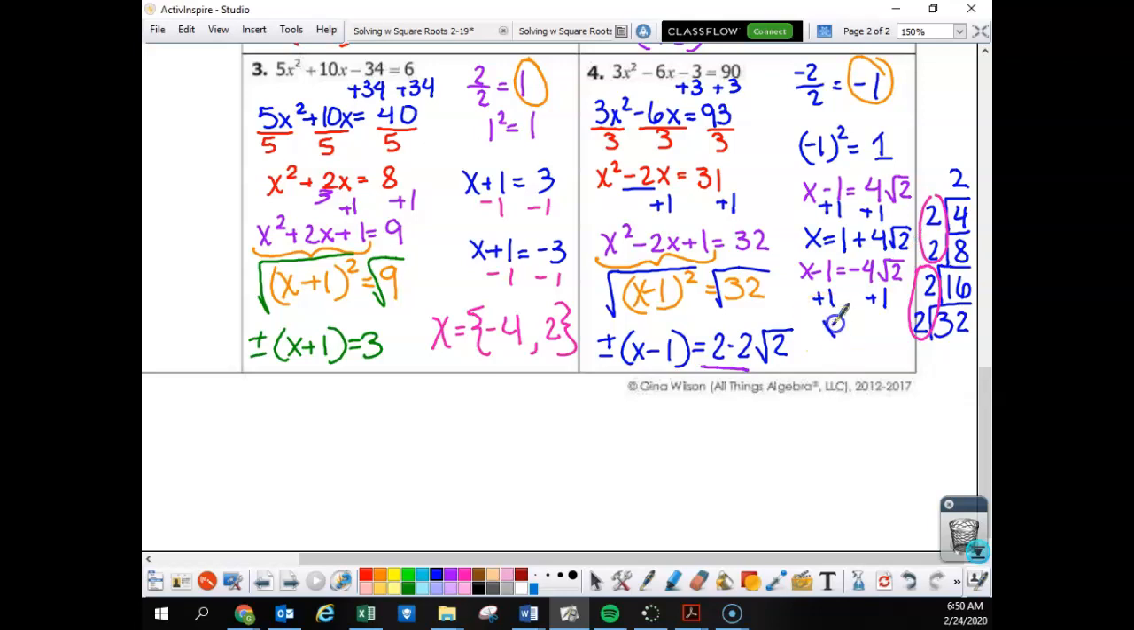And again, x equals 1 minus 4 square roots of 2. So here, your solutions are 1 minus 4 square roots of 2 and 1 plus 4 square roots of 2. Okay, so that's how it would look for irrational solutions.